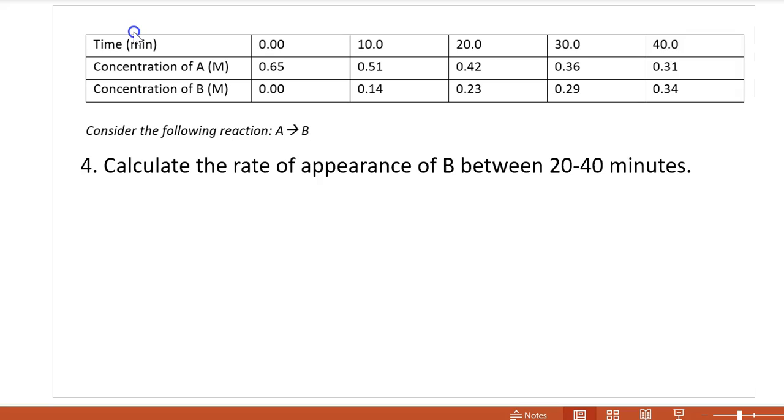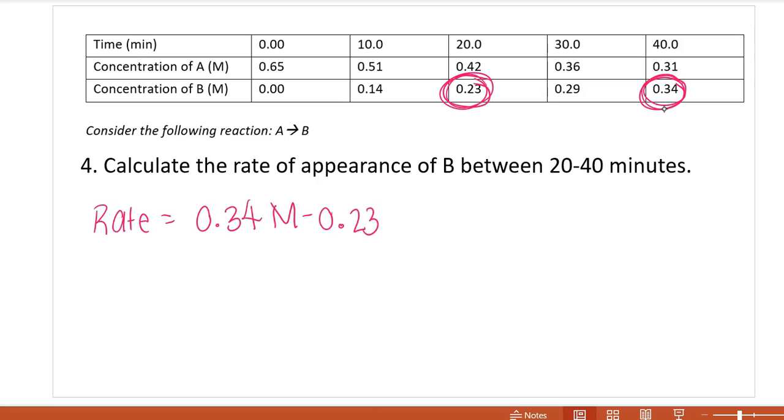All right, another example for rate. Now we're going to do the rate of appearance of B between 20 and 40 minutes. So again, rate is going to be the change in concentration divided by the change in time. I like doing final minus initial. So at 40 minutes, concentration of B is 0.34 molar minus its concentration at 20 minutes, 0.23 molar, all over change in time.